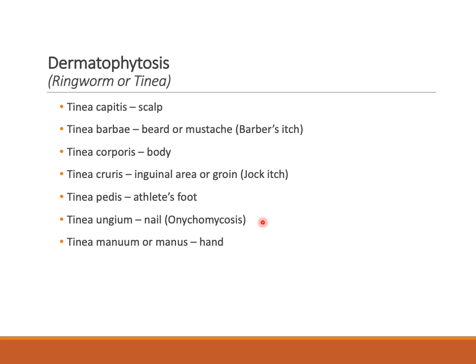If it is in the nails, we call it what? Tinea unguium, or the other medical term is onychomycosis. So onychomycosis refers to fungal infection of the nail. And then if it's found in the hands, we call it Tinea manuum or manus. So that's in the hand.